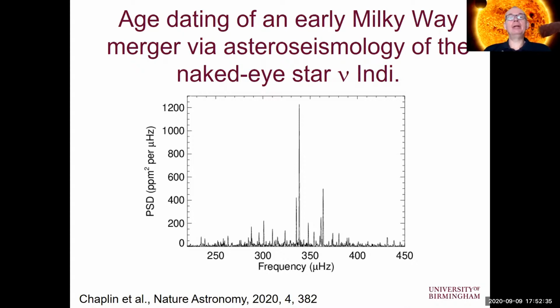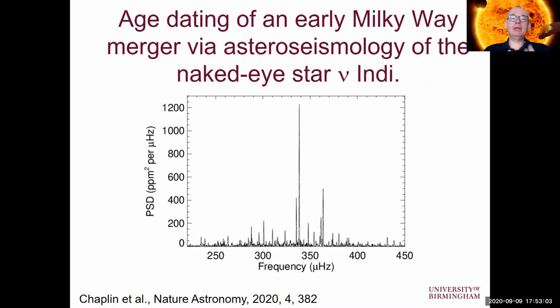You can see from the title of the slide, this is talking about age dating a collision or a merger that the Milky Way underwent, using data on just this one individual star. So how does that work? From this oscillation spectrum, and also from other information that we know about the star, we knew from other observations that it was a very old star. It's been around in the galaxy for a very long time.